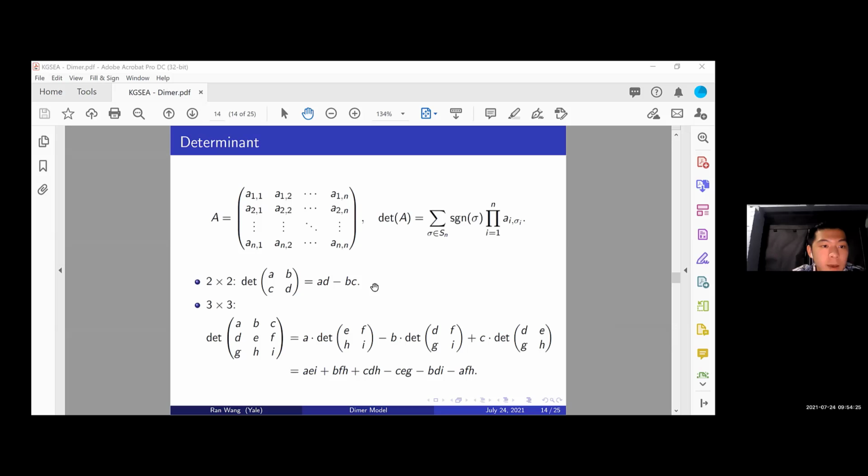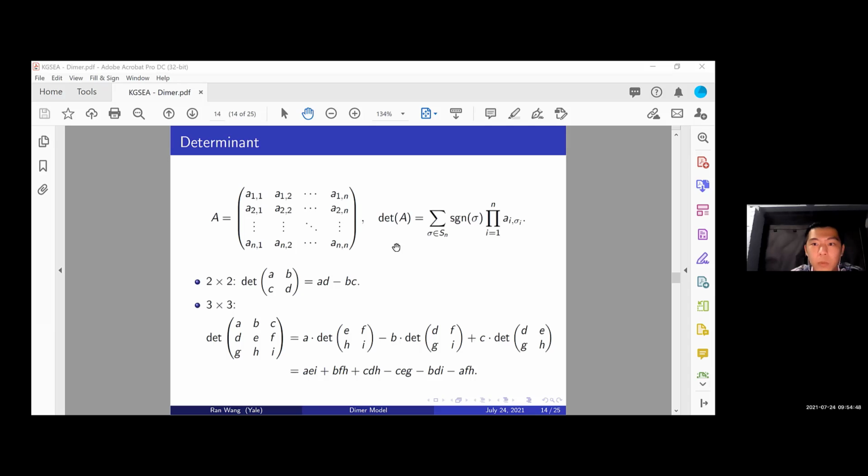Okay, Joseph has a question. So for any matrix, this formula splits it down into smaller matrices, then into even smaller matrices until it reaches the 2 times 2 matrix, which we can compute. Yes, that's correct. That's the general rule. It applies for even bigger ones like 4 times 4.